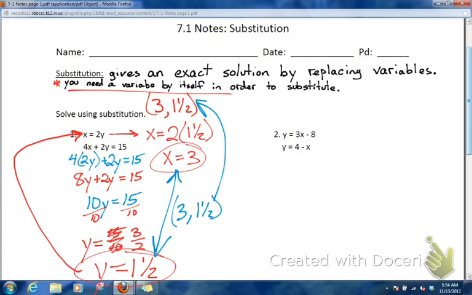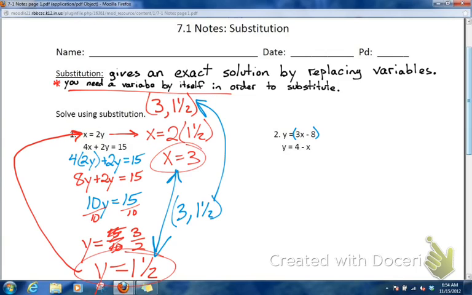I'm going to do the next problem for you, and then I want you to try the last two on your own. Next problem here, number 2. Again, we do have a variable all by itself. We have y is equal to 3x minus 8.